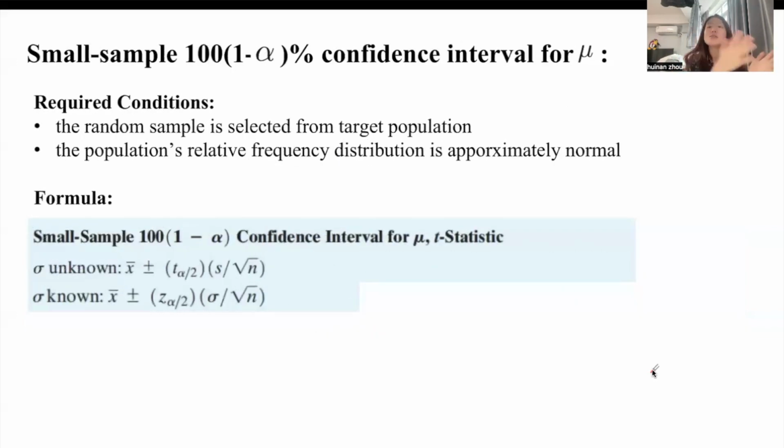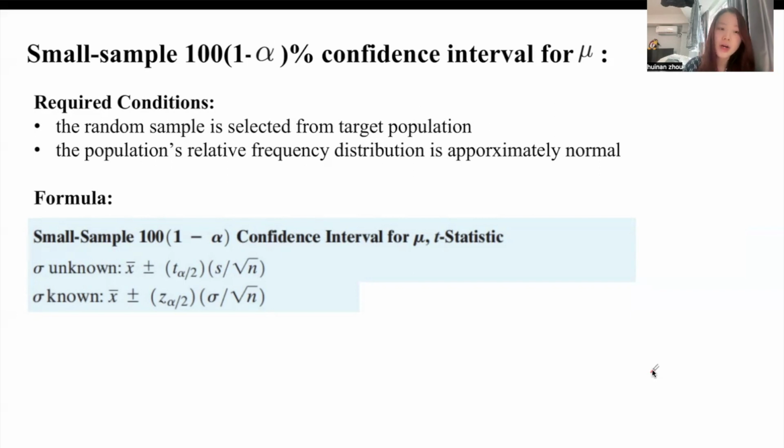But for the second category, the small sample, first look at the conditions. The first is necessary: that the random sample is selected from the target population. But the second one is more simple: that the population's relative frequency distribution is approximately normal. So we also have 4 kinds of formula here. The first one is that the population standard deviation is unknown, because the sample is not large enough, so we cannot use S to represent sigma directly.